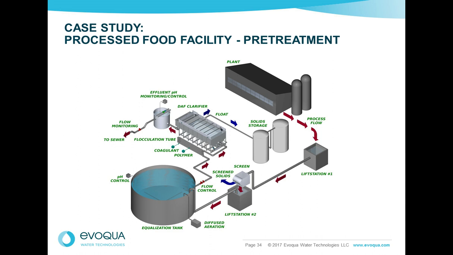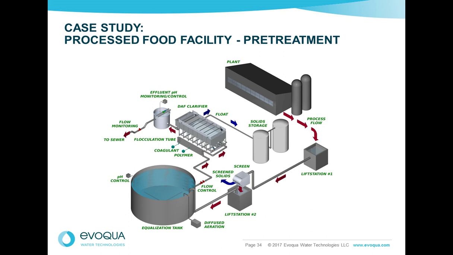What I've shown here is an example of a DAF system at a processed food facility in Texas. The effluent from the plant comes through a lift station, goes over a screen for removing trash and heavy solids from the plant, and then it is transferred to an equalization tank where the contaminant load and the flow is equalized prior to treatment. This is also where pH control is affected, where they control the pH to facilitate better flocculation downstream in the DAF.